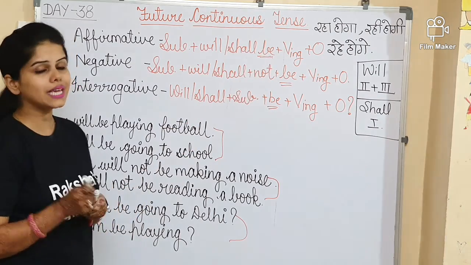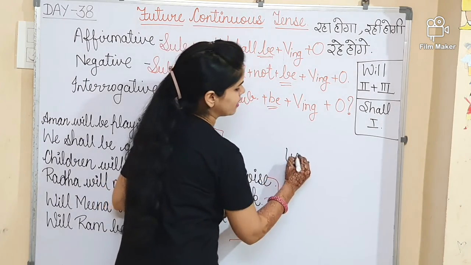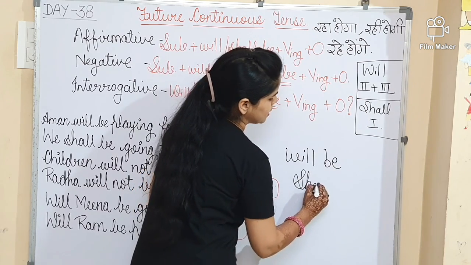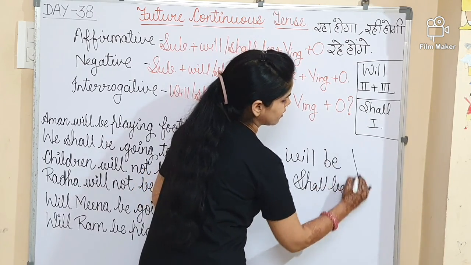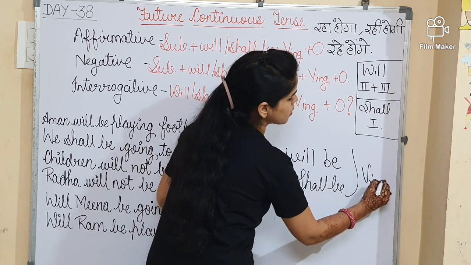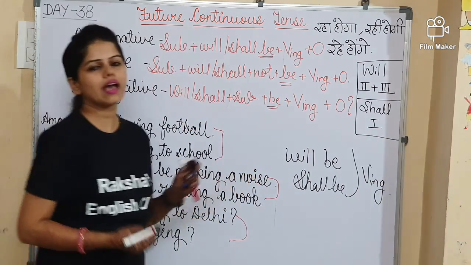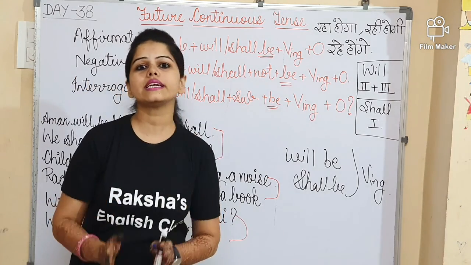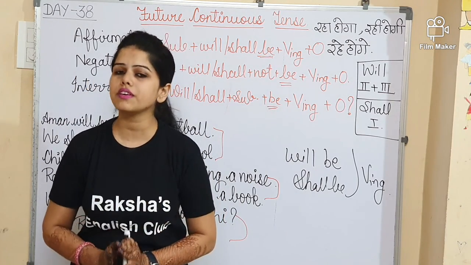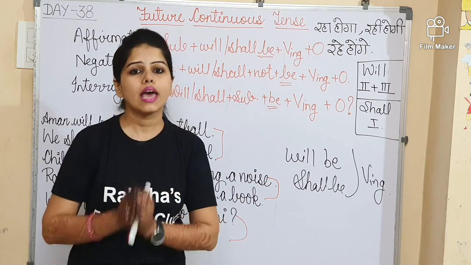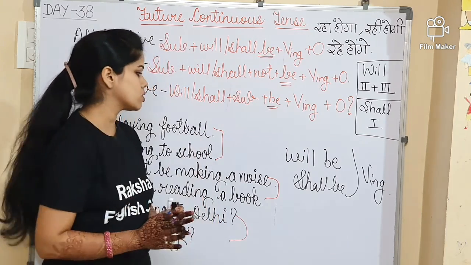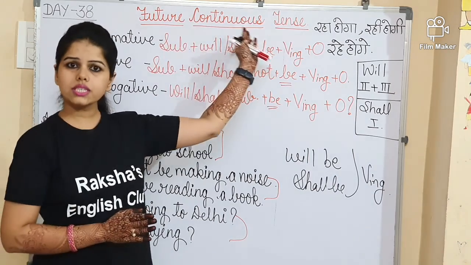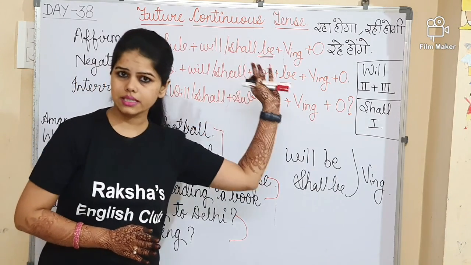Okay, and what main thing you have to keep in mind is will be or shall be. Okay, and with this, which form of the verb will come? It is the ing form of the verb. Then second thing, at a certain time, at a definite time, if any action would be happening, so such actions are also expressed through this continuous tense, future continuous tense.